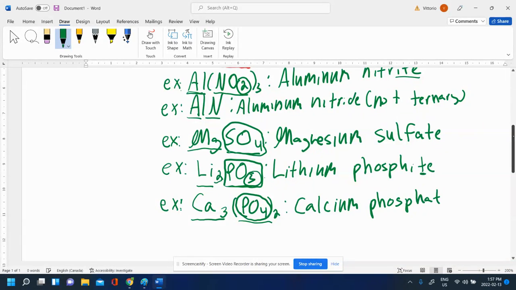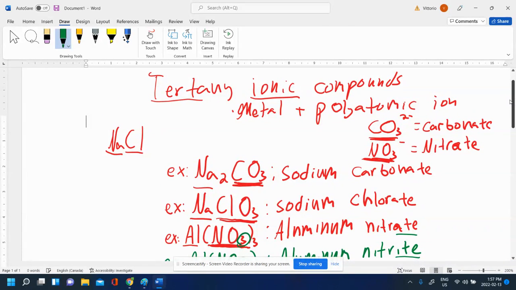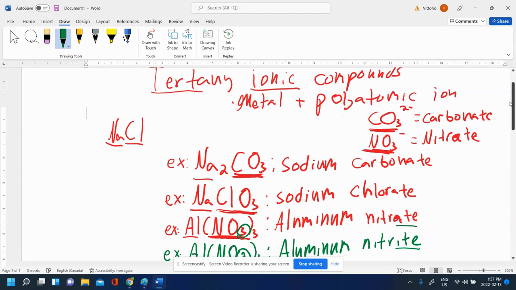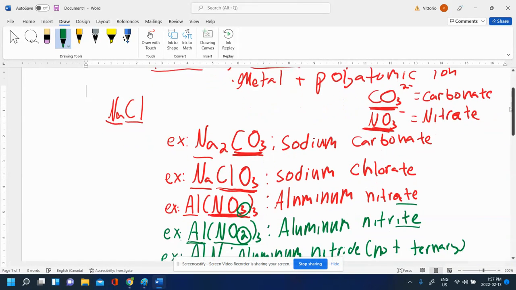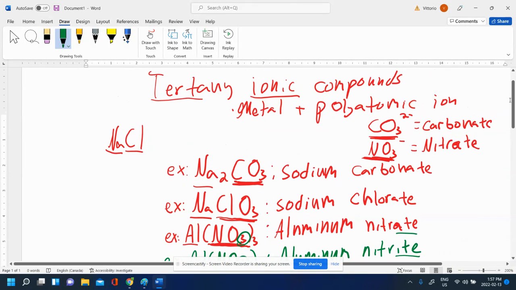Calcium phosphate. So in this video, you learned how to identify and how to name ternary ionic compounds, which are ionic compounds with a metal and a polyatomic ion. If you haven't memorized your polyatomic ions, use your reference table to find the names when you're naming the ternary ionic compounds.